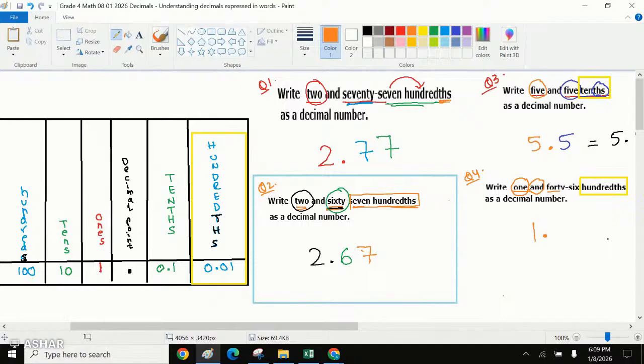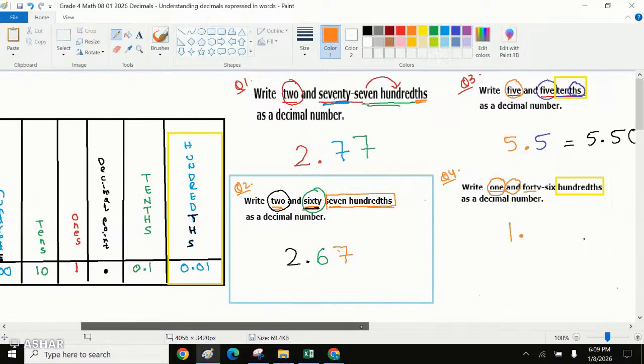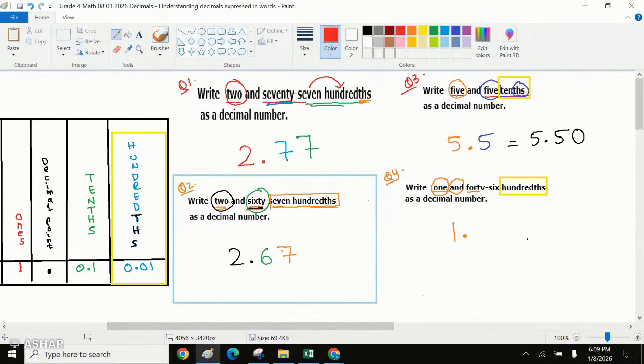46 hundredths, right? That means 4 comes at the tens position, 40, and this was 6 parts out of 100. So 0.01 was 1 part of 100, right? So 6 parts out of 100 would mean 0.06. At the second decimal place, we write 1.46.